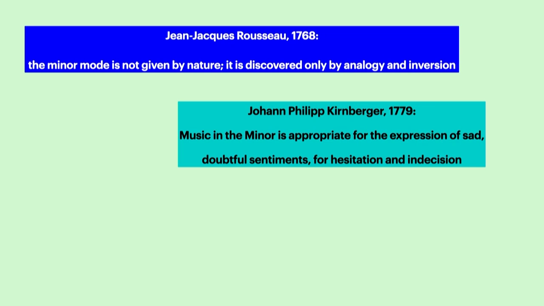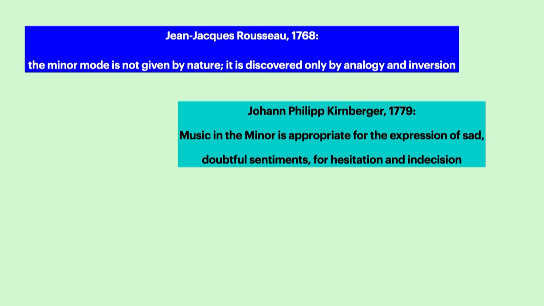So why was that the case? Why was the minor so rare? You can see that from what people said around the time when Mozart was composing his music. Jean-Jacques Rousseau, for example, said, the minor mode is not given by nature, it is discovered only by analogy and inversion. So it's kind of artificial.